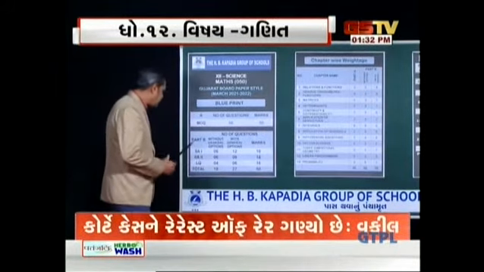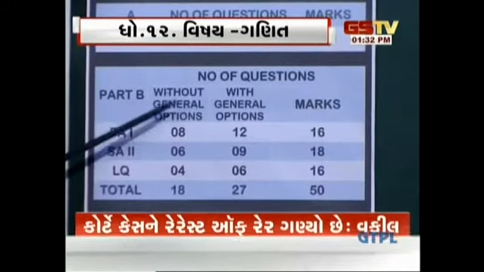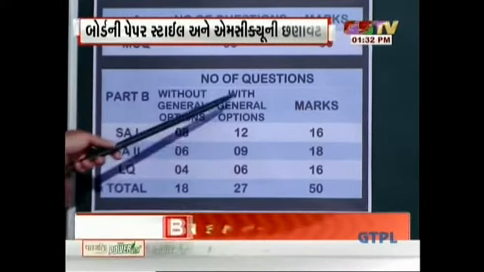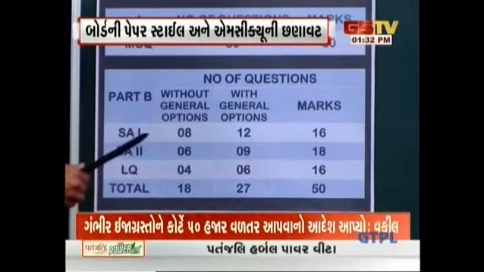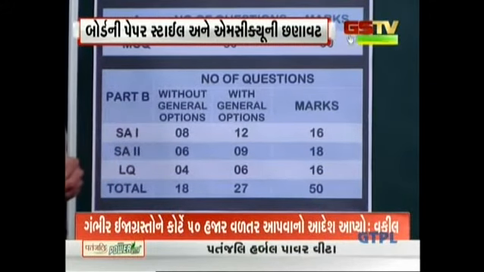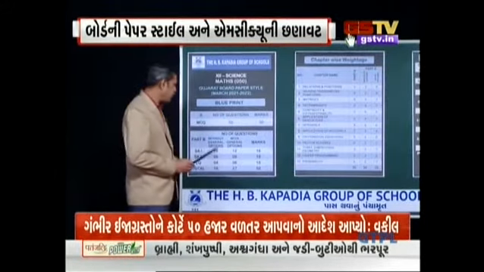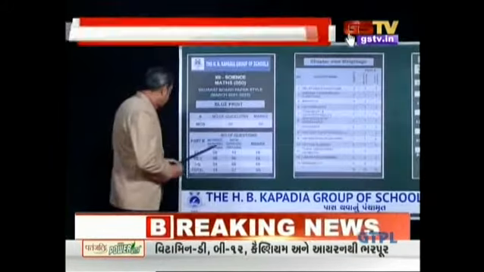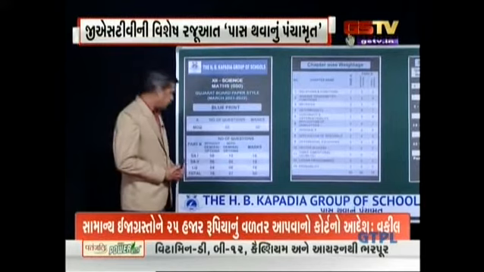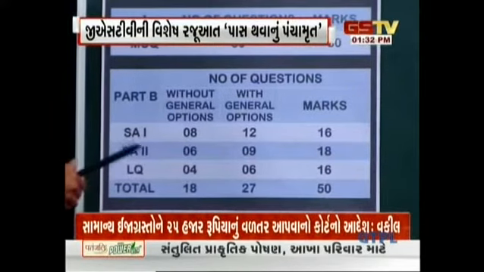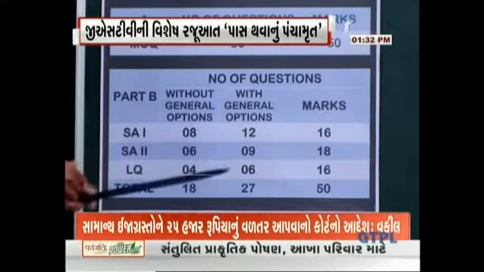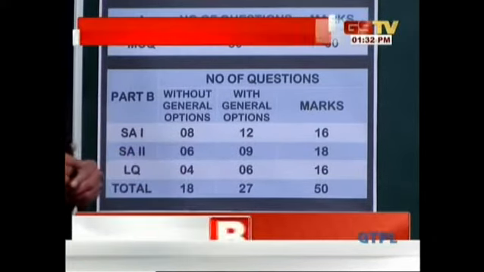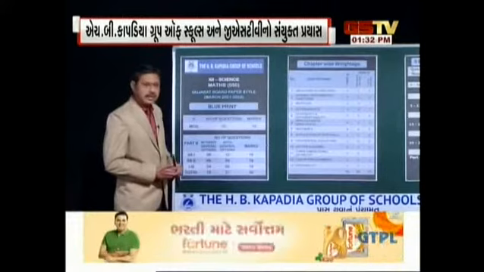Next, Essay 2 type questions: without general option 6 questions in the question paper, with general option 9 questions, and 3 marks for each question. So total marks are 18 for Essay 2 type questions. Now for long questions, without general option 4 questions, with general option 6 questions. So total marks are 16, because 4 marks for each question.